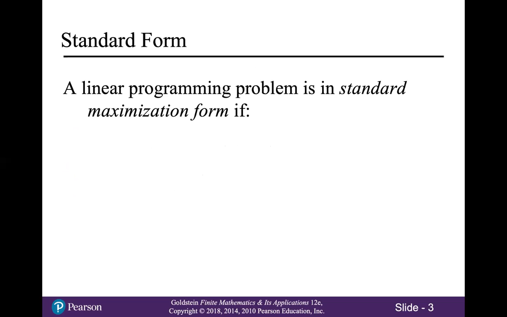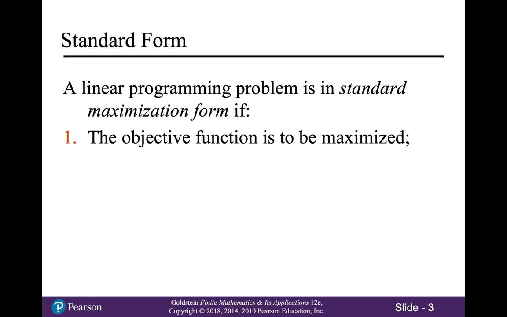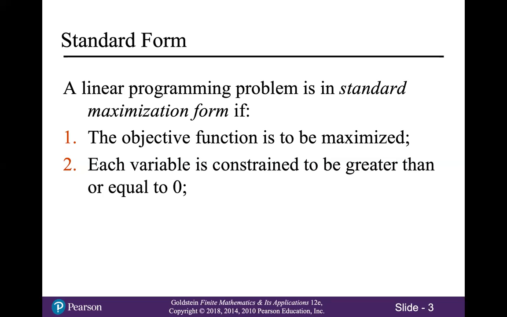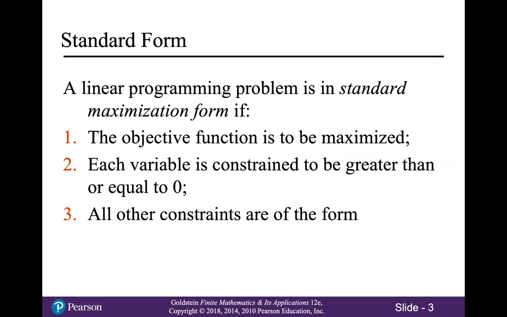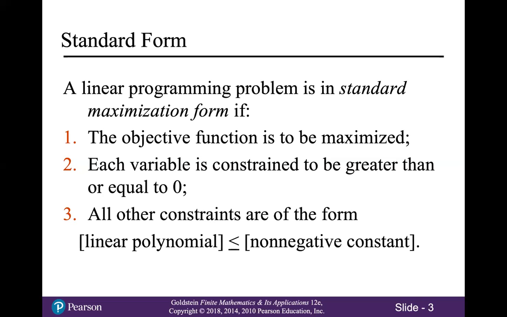All right, starting with standard maximization form, a linear programming problem is in standard maximization form if the objective function is to be maximized, each variable is constrained to be greater than or equal to 0, and all the other constraints are of the form linear polynomial is less than or equal to a non-negative constant.